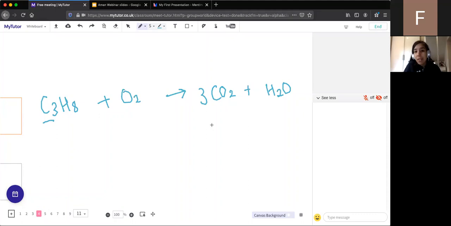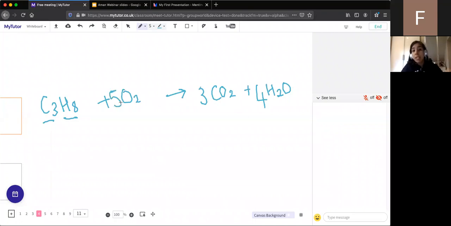The next thing that I would balance is the hydrogens. So there are 8 hydrogens on the reactant side. On the product side, there are only 2. So if we put a 4 here, that makes 8. And now the final thing we need to balance is just the oxygens. So if we have a look on the product side, there are 3 times 2, which is 6, and 4, which makes 10. So we just need a 5 here.